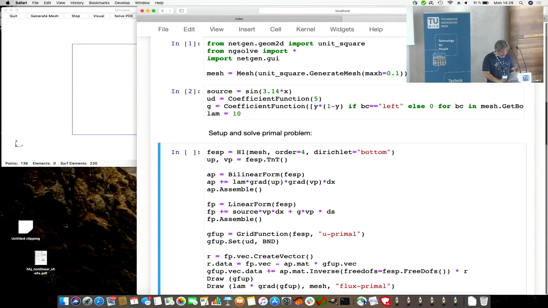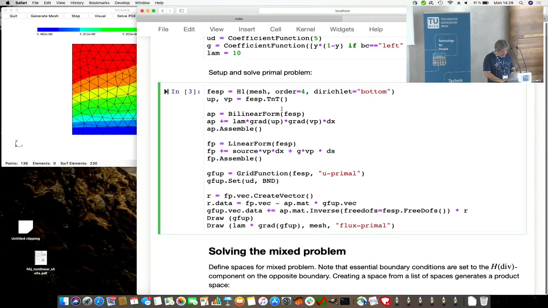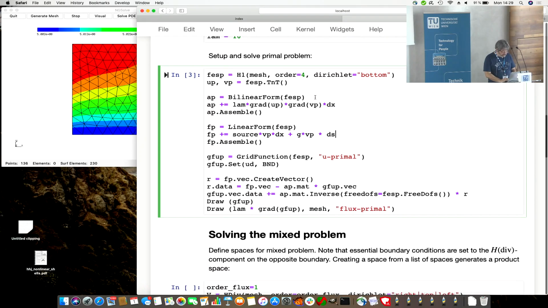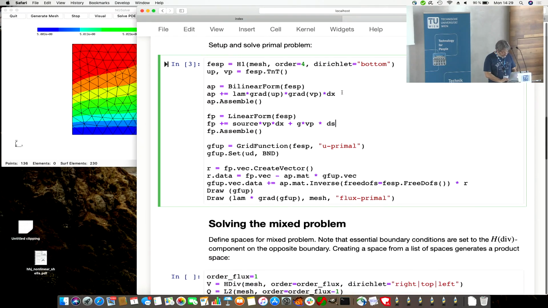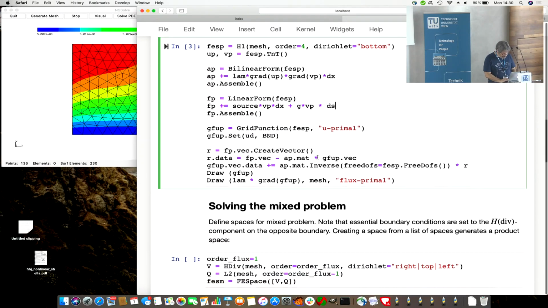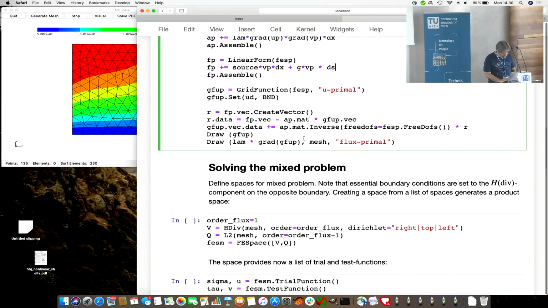Okay, first we set up a primal problem, H1. Okay, this gives us a reference solution. We want to compare this later on, so we do this with a bit higher order 4. There's the boundary condition at the bottom. Everything we know by now, nothing new, I think. Do everything by hand. Draw the primal solution and draw the primal flux.